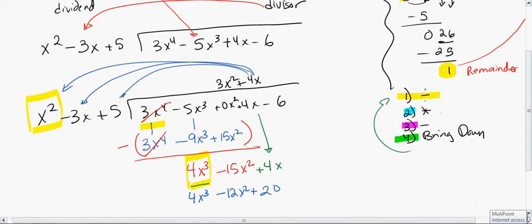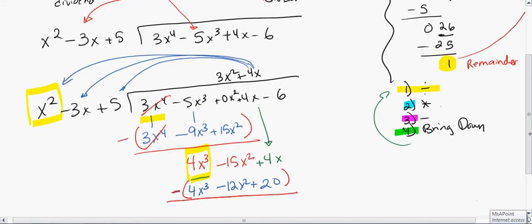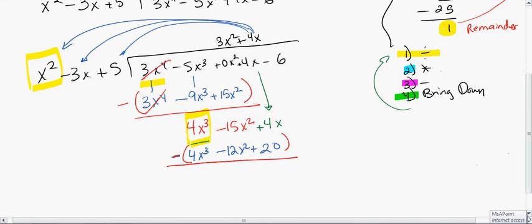Now we're going to do the subtracting step. I'm going to subtract this entire line here. Subtract it all. 4x cubed minus 4x cubed, that's just 0. That will go away. Got to watch our negative here, though. Negative 15x squared minus a negative 12x squared, that's negative 15 plus 12, which is going to be a negative 3x squared.